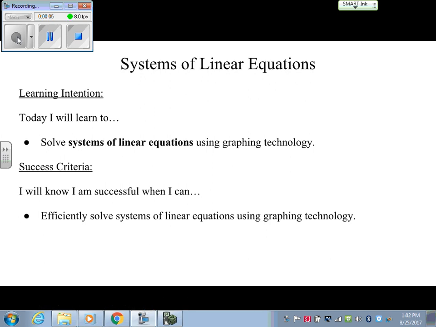Today will be a continuation of the previous lesson. We'll be continuing our discussion of systems of linear equations. But this time, instead of solving using either elimination or substitution, we'll be using graphing technology found on a graphing calculator. We'll know we're successful when we can efficiently solve systems of linear equations using our graphing calculator technology.